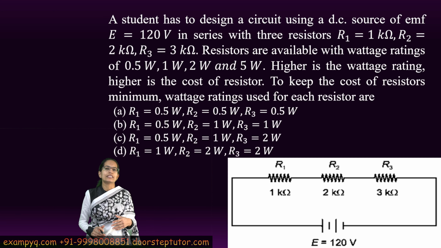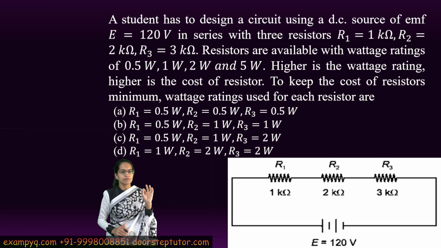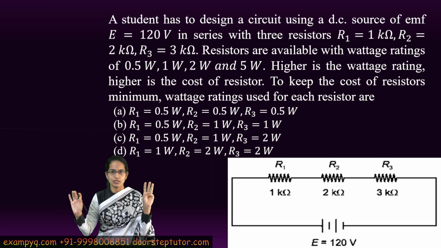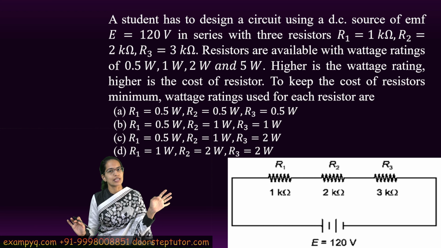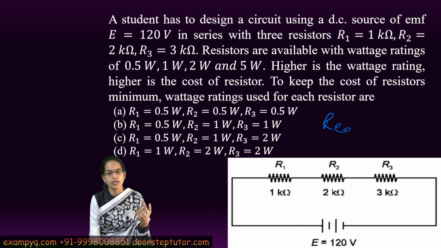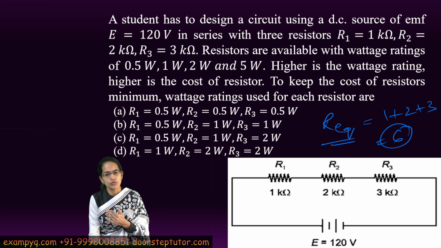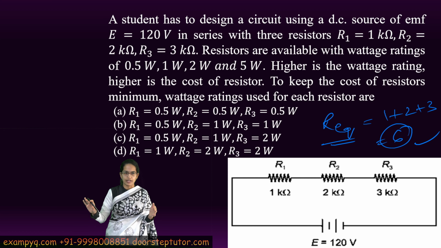The next question is an interesting question. Here, understand the question first of all. So there are three resistances which are given. These three resistances are in series. So let's first simply find the equivalent resistance. Since they are in series, you'll add up all the three. So 1 plus 2 plus 3, and that gives you 6. So 6 is the equivalent resistance.